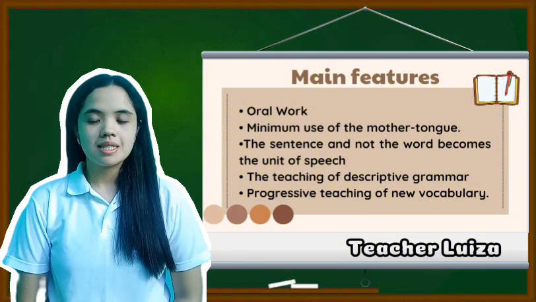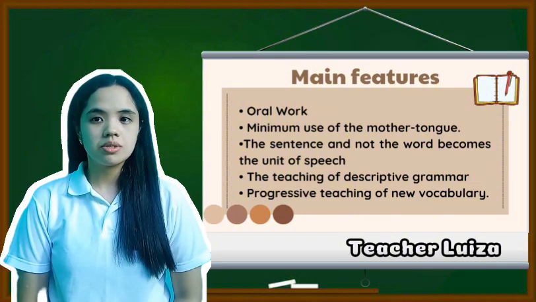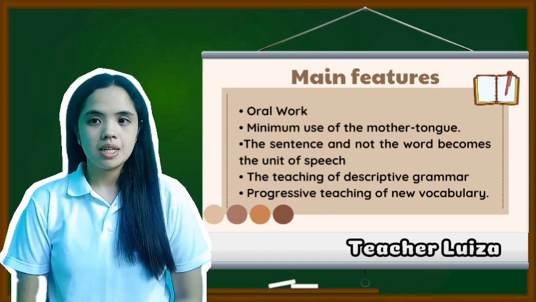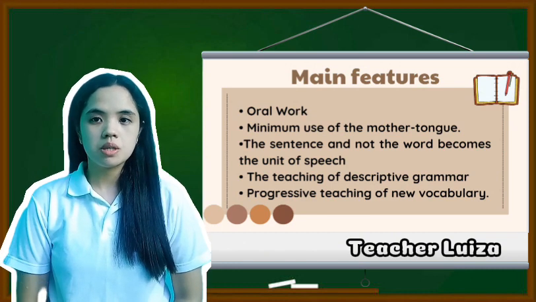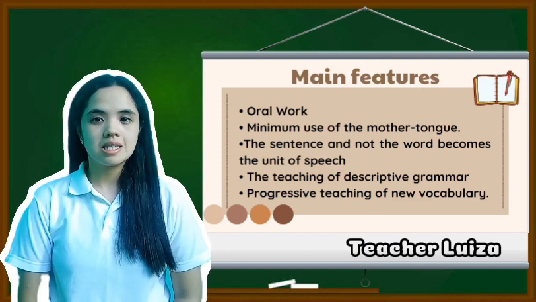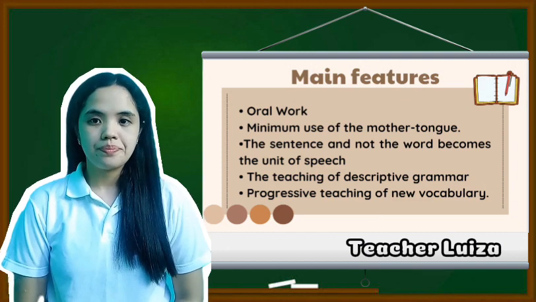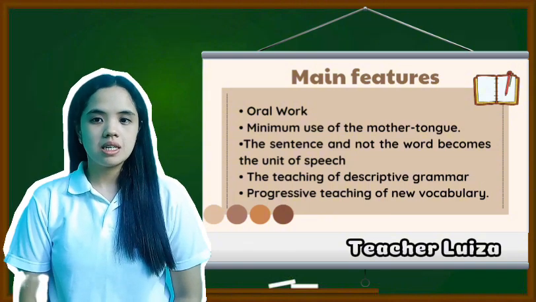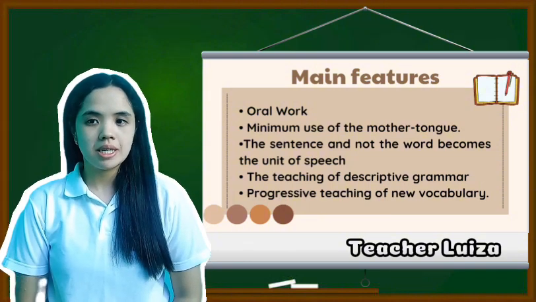Third, the sentence and not the word becomes the unit of speech. The direct method follows the principle that the unit of speech should be the sentence and not the word. We don't think in a single word, we think in a sentence or a sense group. So the sentence is the unit.